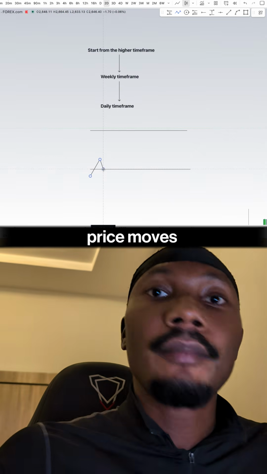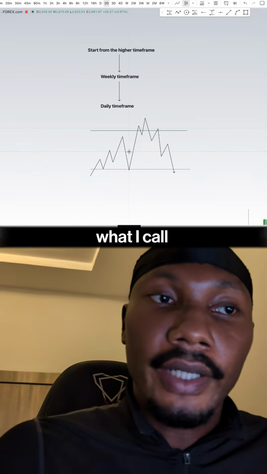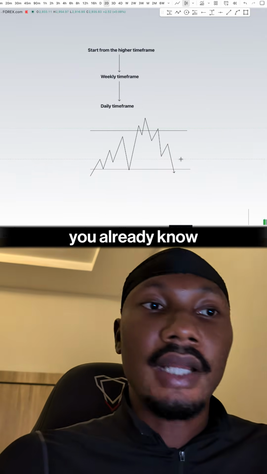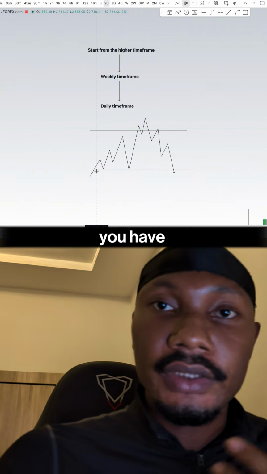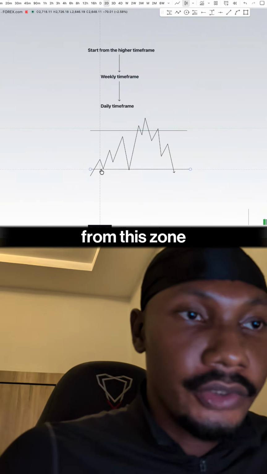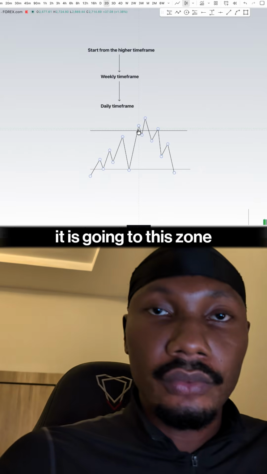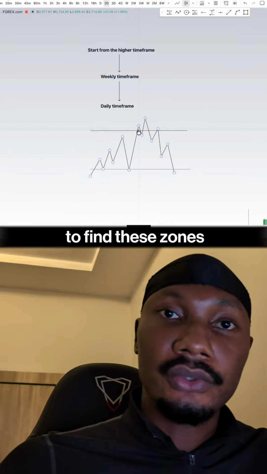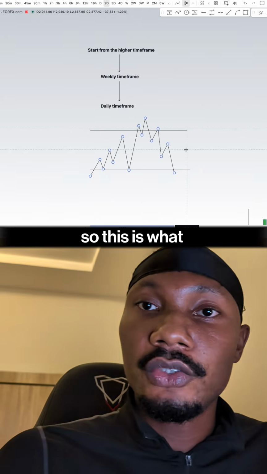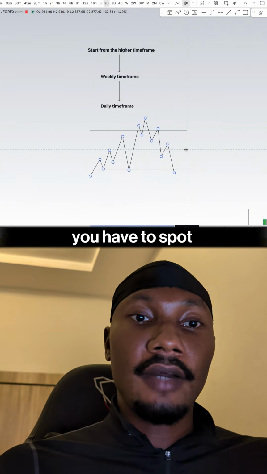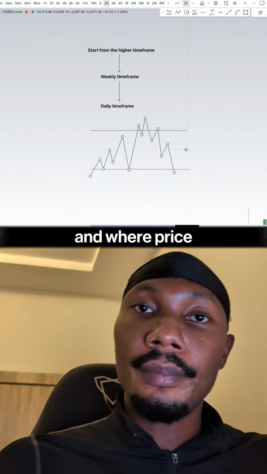Now for instance, price moves in waves. So this is what I call a trading range. You already know that price is coming from this zone. You have to determine if price is coming from this zone and where it is going to. If price is coming from here, it's going to this zone. You can use liquidity pools to find these zones on the market. You can use support and resistance. So this is what I mean by a trading range. You have to spot where price is coming from and where price is going to.